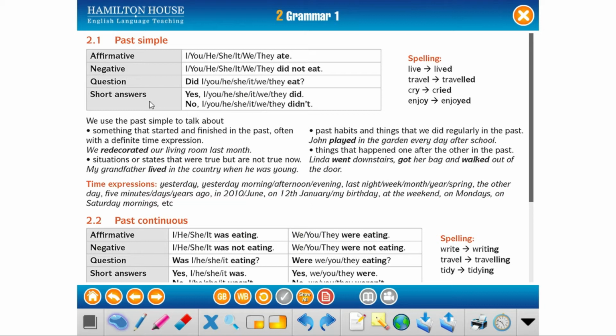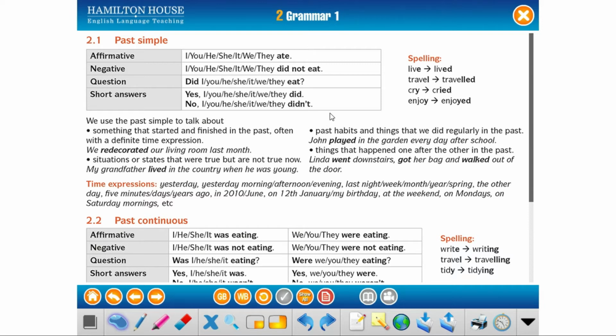And then we have the short answers. Remember that the short answers are just to say yes or no, but these are made of 3 elements. When we say yes, we have yes, comma, subject, and auxiliary. Yes, I did. Yes, you did. Yes, she did. And when we have no, we have obviously no, comma, subject, and didn't. In this case, we're using the contraction didn't. So we say, no, I didn't. No, you didn't. No, he didn't. No, she didn't. And so on.